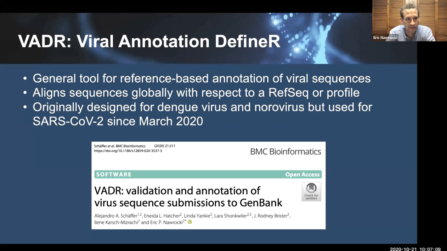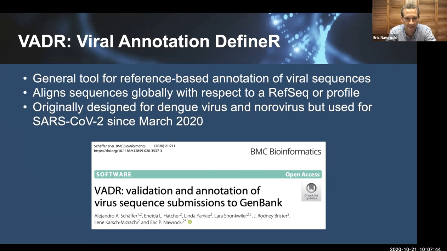So it's a general tool that you can really use for any type of viral sequence. And it does the annotation and validation based on a reference. I'm going to go into detail as to how it works, but at a high level, it does this by aligning sequences globally with respect to the RefSeq. It can also use a profile model. For SARS-CoV-2, we just use a single RefSeq, but it's designed to use profiles also. So those are models built from an alignment of representative sequences, instead of a single sequence.